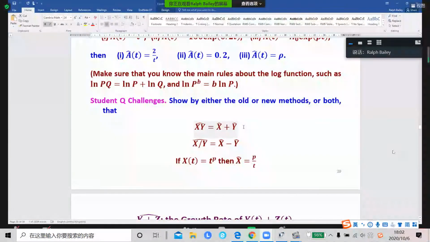It really says that growth inherits the nicest property of the logarithm function. The growth of x times y is the sum of the two growths. The growth of x divided by y is the difference. And we've just got to be a little bit careful about y not becoming 0. What about the growth rate of t to the 7th? Then the growth will be 7 over t.